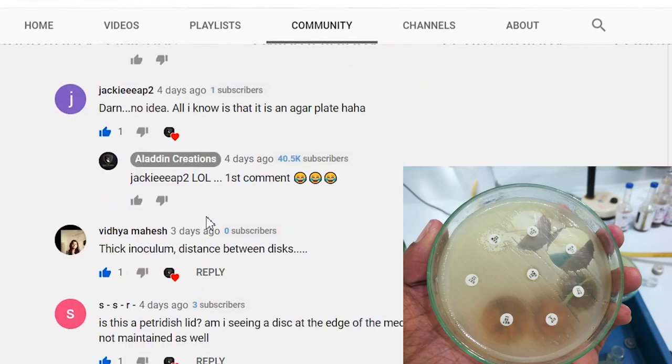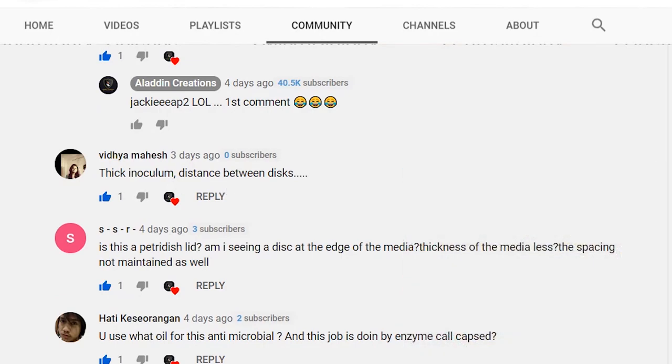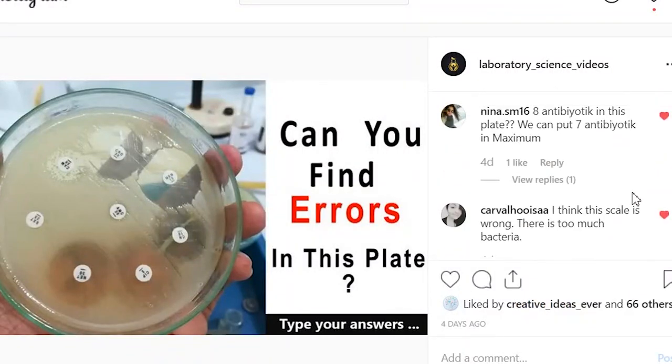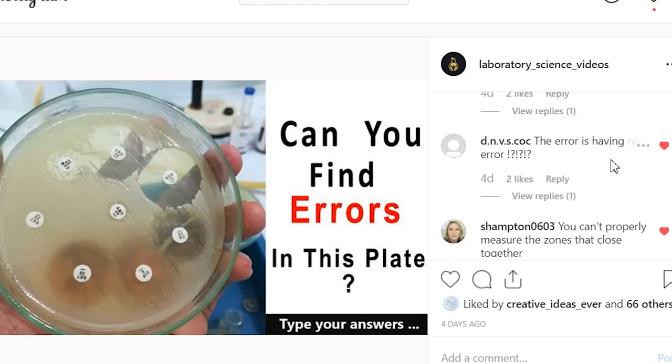And Vidya Mahesh said, thick inoculum, distance between this. Yes, you are correct. Inoculum is too thick, and the distance between these discs is not actually correct. Now we are going to move to Instagram friends' comments. Cute boy said medium is almost dried. I don't think so. The medium is dried, but that is not an error. Thank you so much for your comment here.